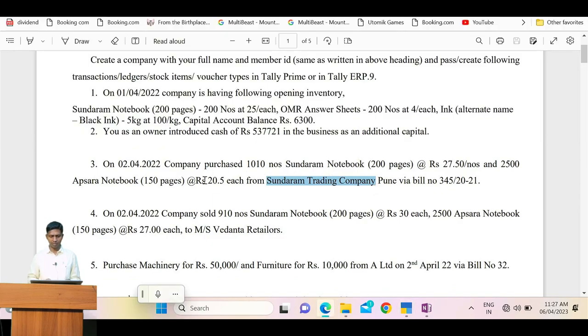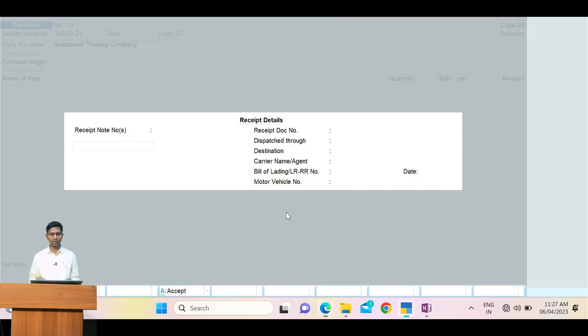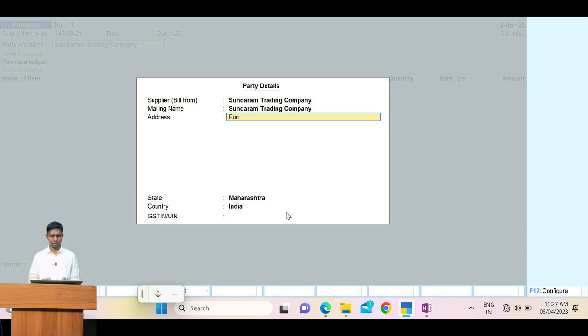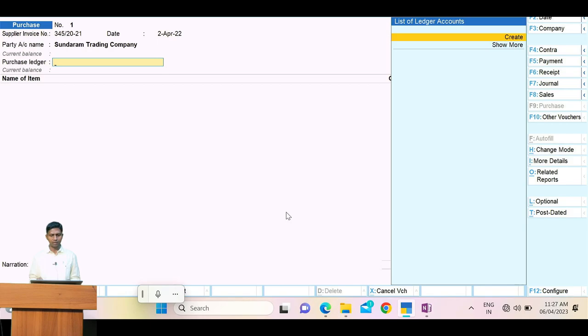Do you know, have they given the receipt number here in the transaction? If not given, what can we do? Just simply accept it. We don't have carrier, dispatch through, vehicle number and all. For this transaction, they have not given. Therefore, no need to provide. Okay, no need to waste the time. In actual practice, you can provide because you know everything. And then, there also no need to write Pune, but I have shown that you can write in between also.